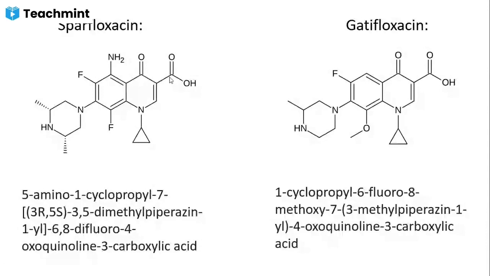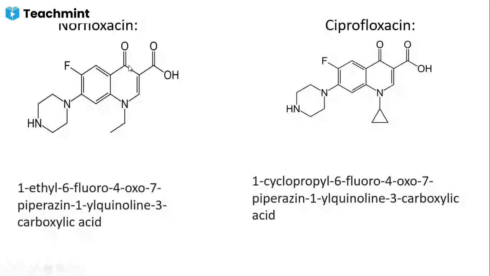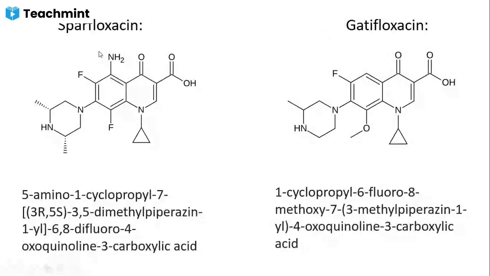Again, the ring is a piperazine ring. Amino group. What is the addition? If we compare the structures of the norfloxacin, ciprofloxacin, and the sparfloxacin, which additional groups are present in the sparfloxacin? There is the amino group, then the fluorine group, and 2 methyl groups. These are the additional groups if we compare these 3 structures. Otherwise the remaining is the same.